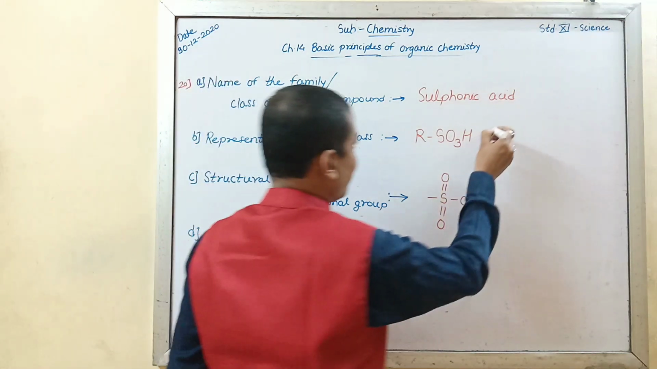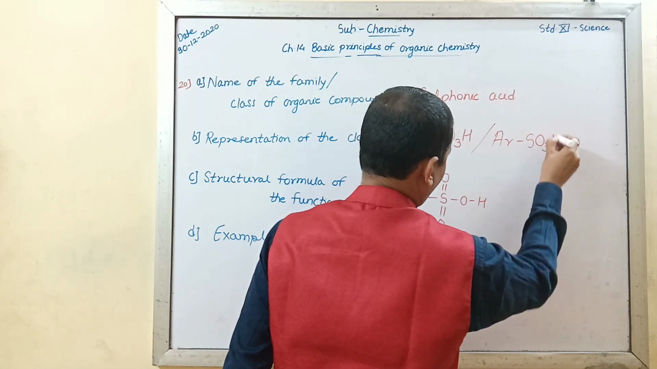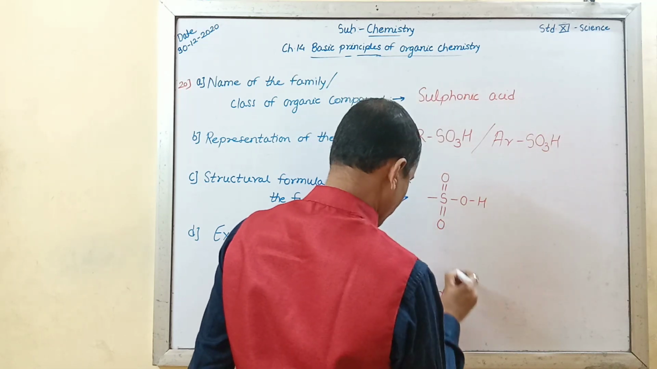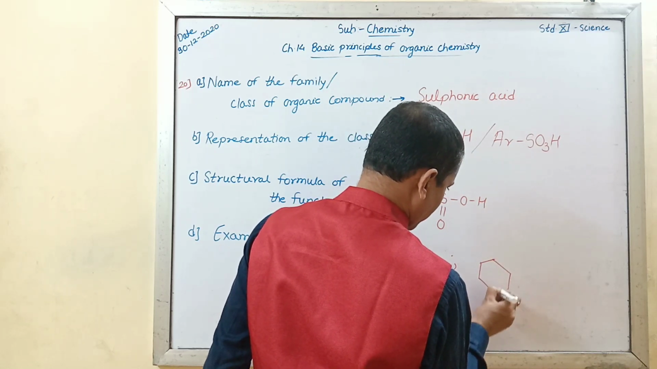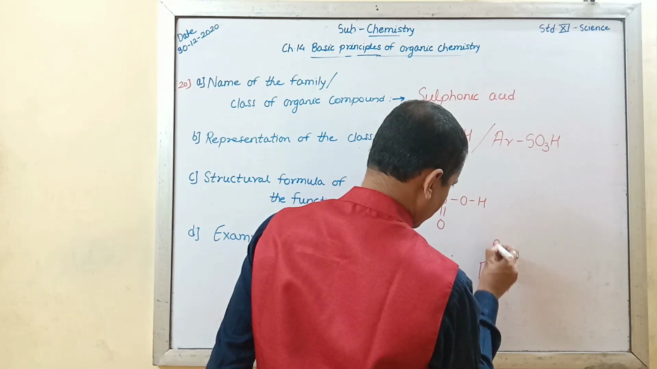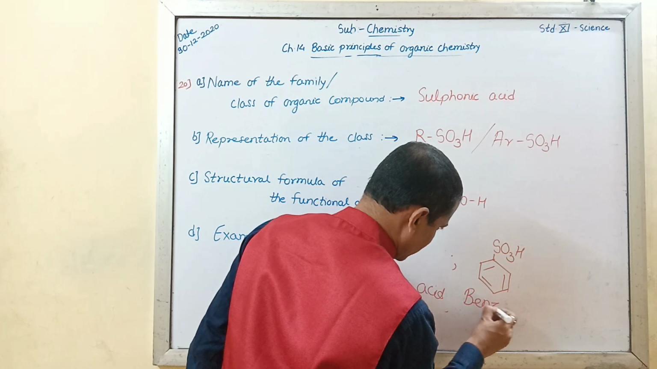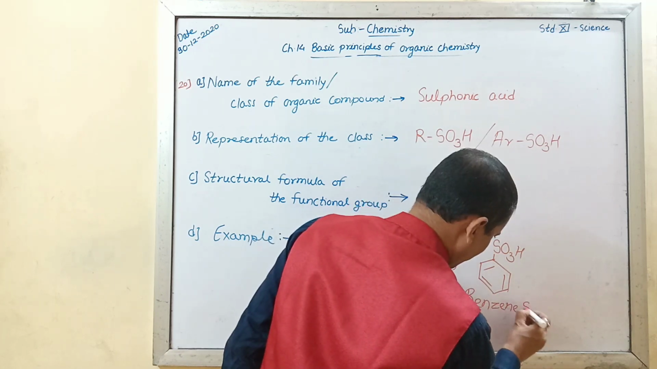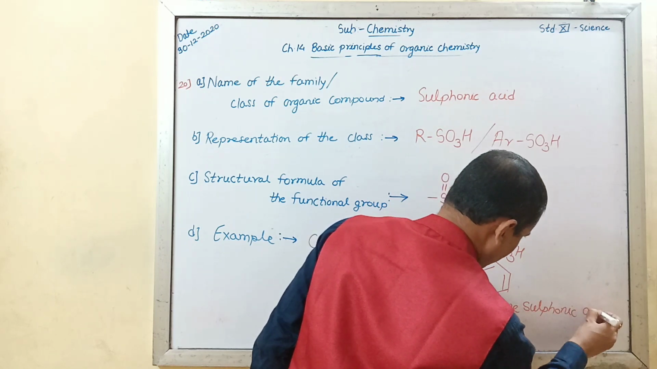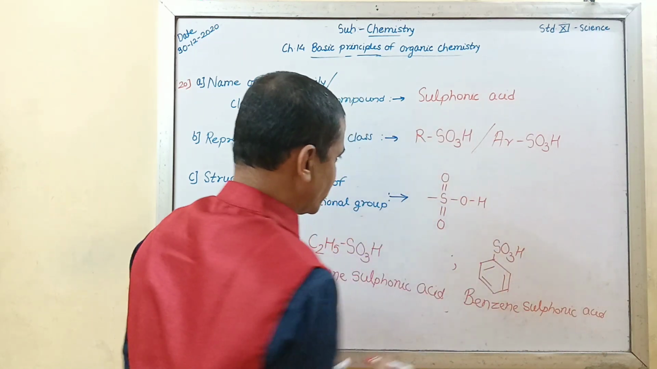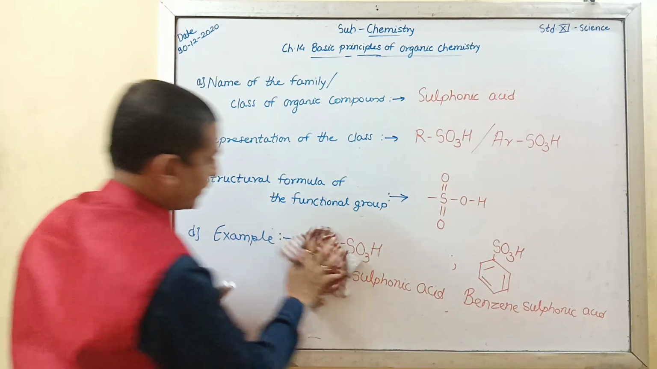One more formula we have, ArSO3H. See the same example. Draw an aromatic ring, attach SO3H, so it is benzene sulfonic acid. Now we will proceed to the next.